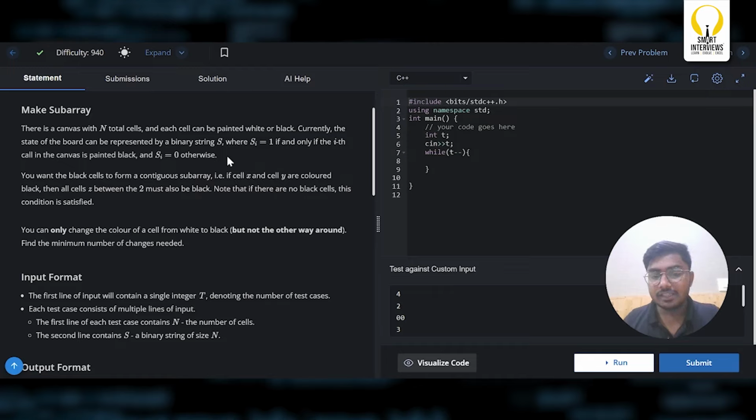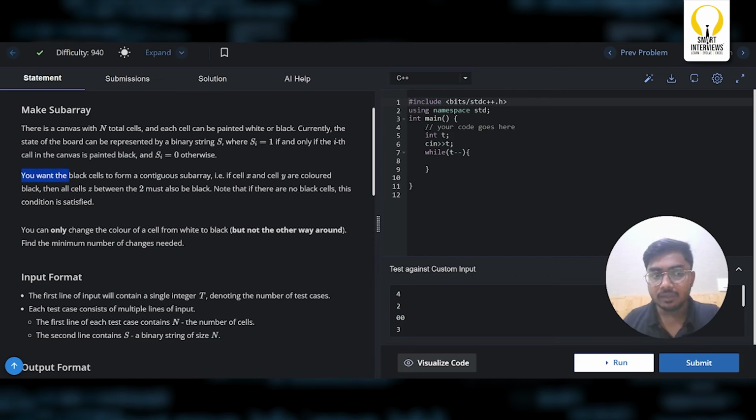So if I have to explain in very easy terms, you have a canvas with n cells. Each cell can be painted using either a black color or a white color. The current state of the canvas is also given, saying that if any cell is equivalent to 1, it means it is painted black, otherwise it is painted white.